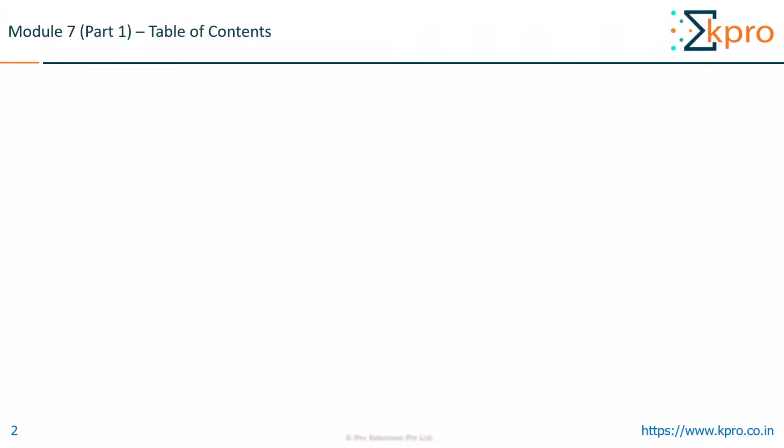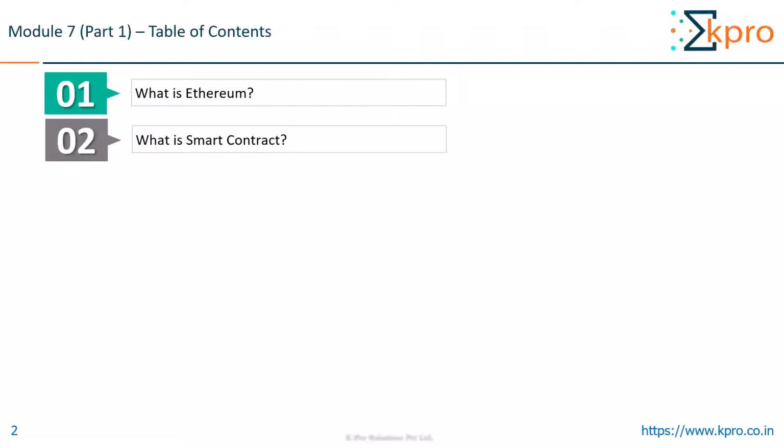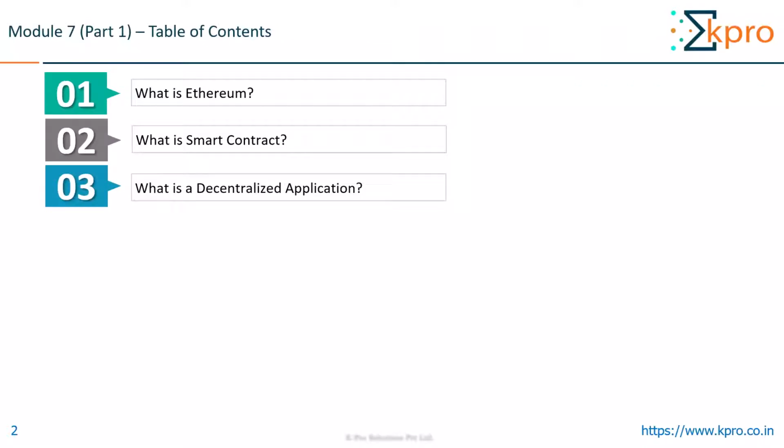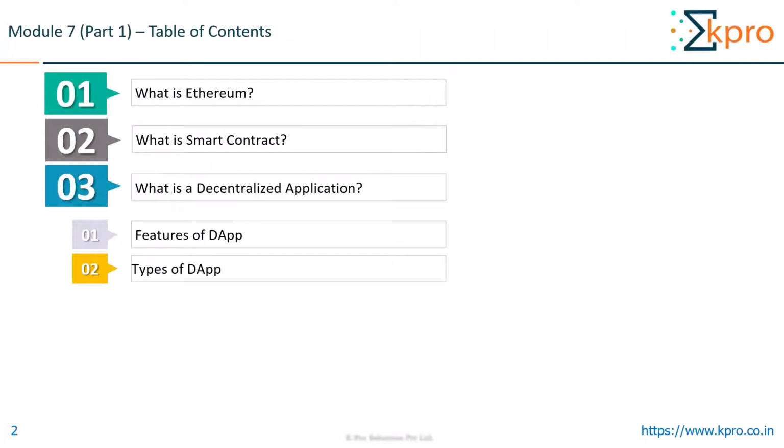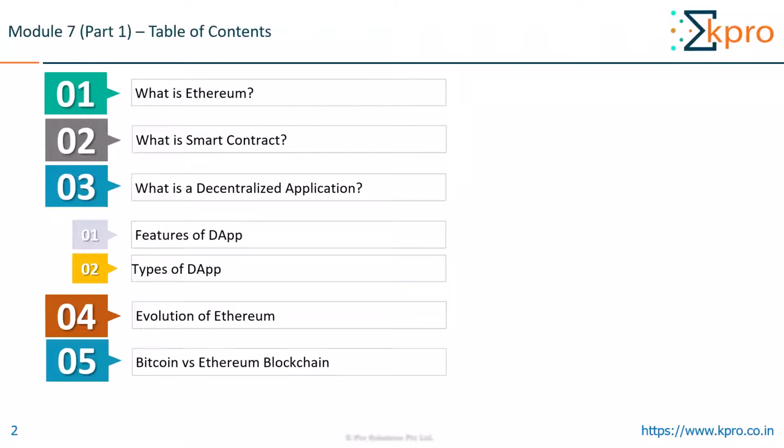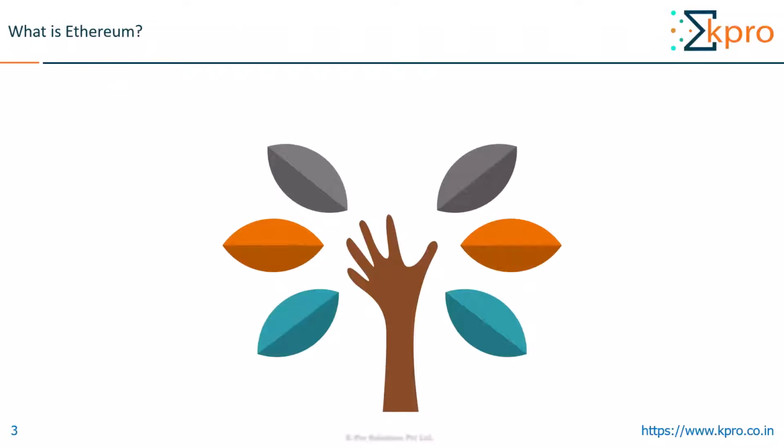So the topics we'll be covering in this video. I have divided this topic, that is introduction to Ethereum, into 3 videos. The topics we'll be covering in this video are: what is Ethereum, what is smart contract, what is a decentralized application, which will include features of decentralized applications and types of decentralized applications, evolution of Ethereum, and finally Bitcoin versus Ethereum blockchain. So let us start with what is Ethereum.